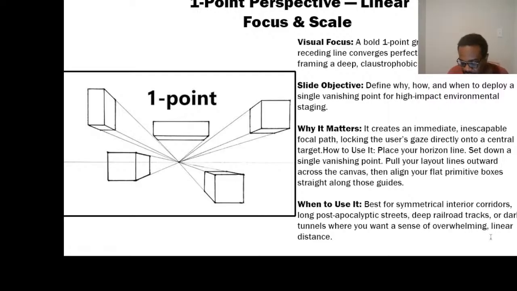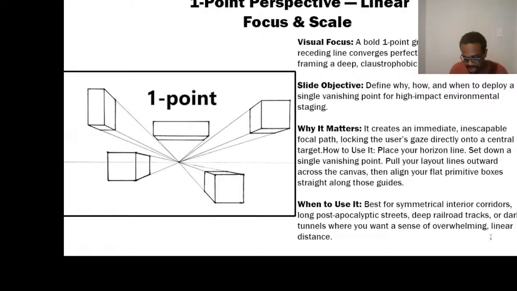Why it matters: it creates an immediate, inescapable focal path, locking the viewer's gaze directly onto a central target. How to use it: place your horizon line, set down a single vanishing point, pull your layout lines outward across the canvas, then align your flat primitive boxes straight along those guides.